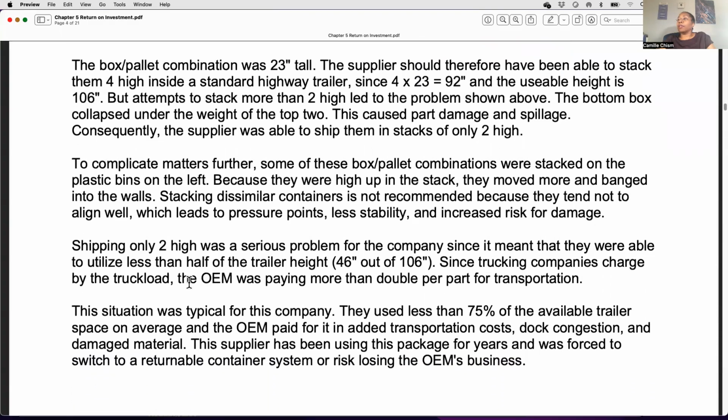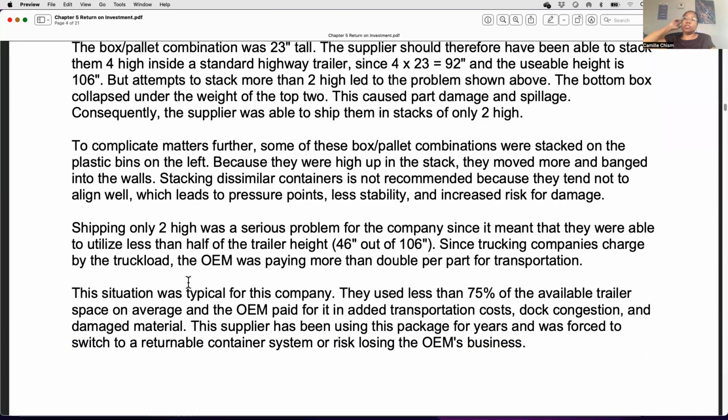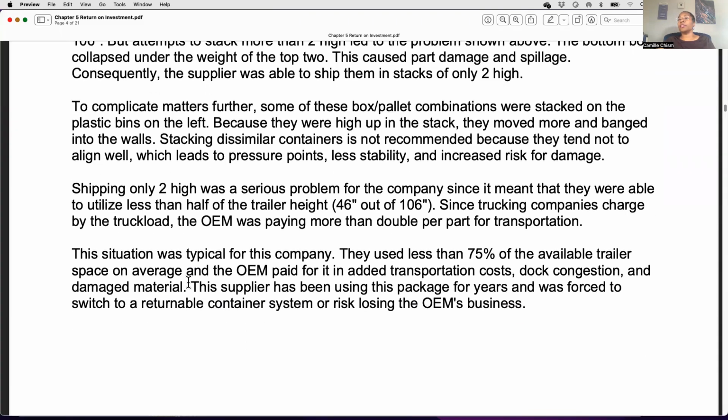Again, this is what I said about here. Now, for them to ship too high, it was a major issue, because now they're spending more money for more trucks, and we know how transportation is right now. Transportation costs, fuel costs, and that's a situation that you want to avoid.